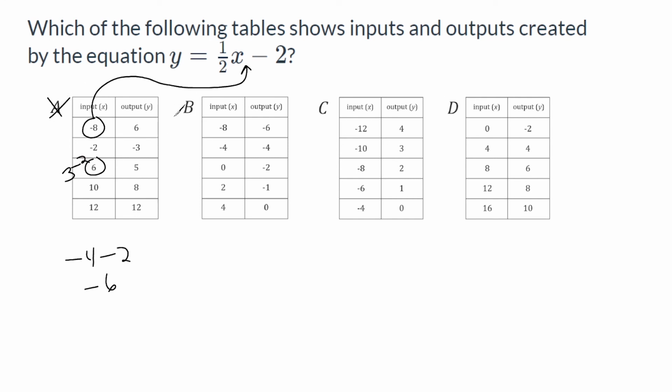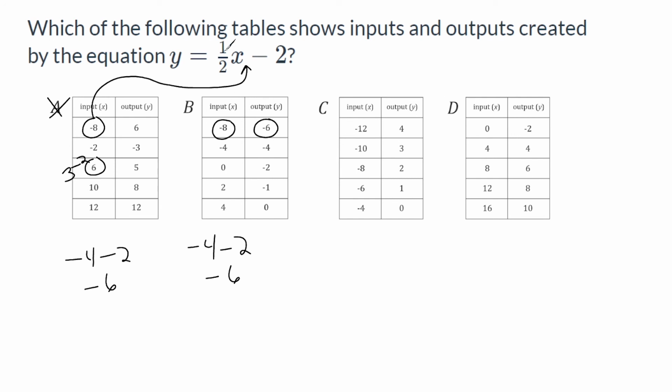So let's go ahead and take a look at B. Now, notice with choice A, we plugged negative 8 in first, which is the same input here. And when we did that, half of negative 8 is negative 4. And then when we subtracted 2, we came up with negative 6, which is the output. But we have to be careful. Just testing one input does not mean that's going to be the answer. So let's test another situation.